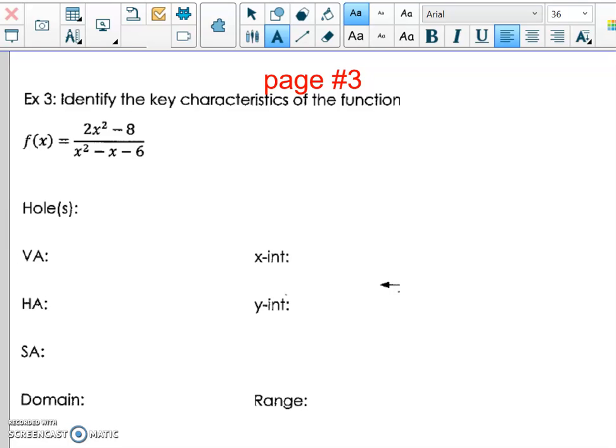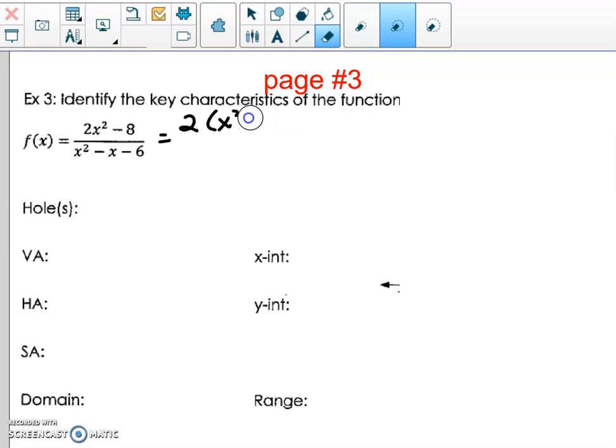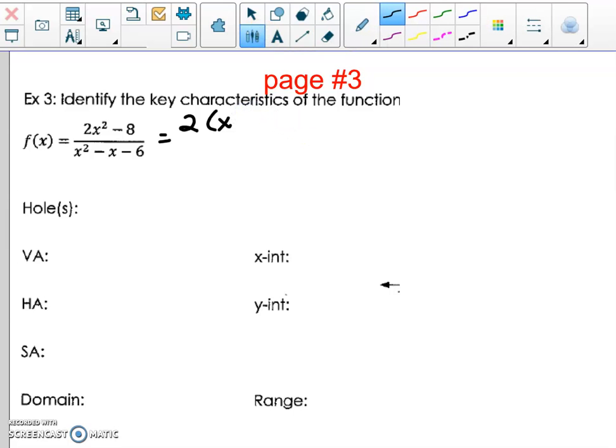As we move to page number 3, example number 3, this is going to be more like the second example. So we're going to have to do some factoring. We're going to have multiple factoring on the top. So we have a GCF, x squared minus 4. But then the x squared minus 4 factors again. So that's going to be difference of squares. So I'm going to go ahead and erase that and turn that into x plus 2, x minus 2.